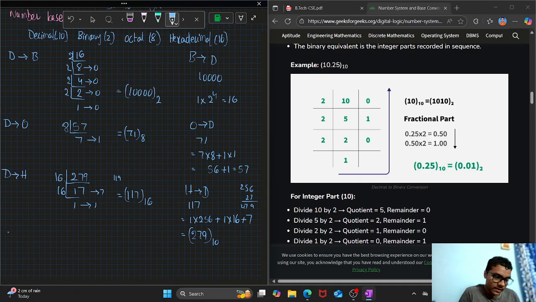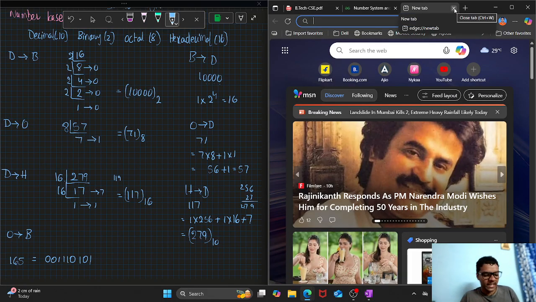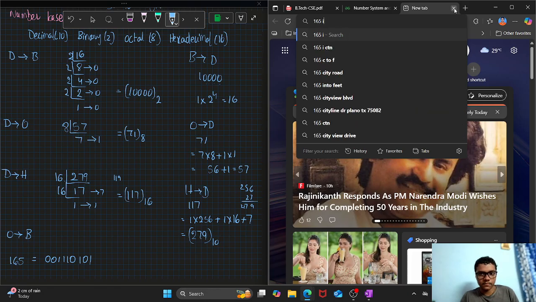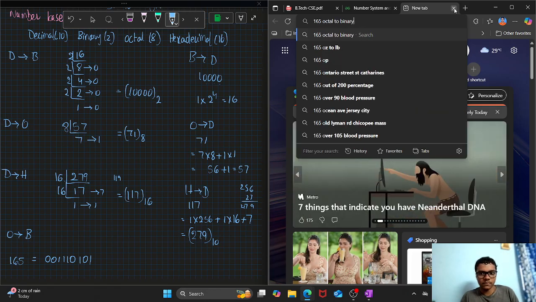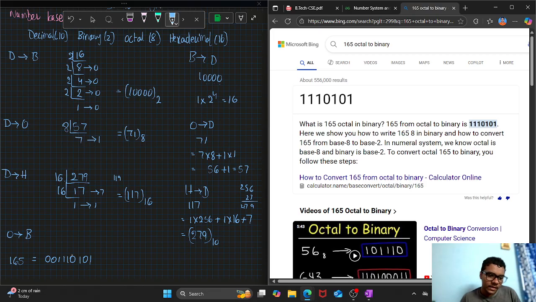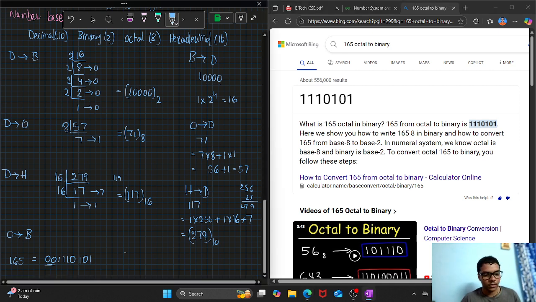Let's take another number, like octal to binary. We got to do this, right? 165. Let's say this. 1 is 001. 6 is 4 and 2, right? 110. 5 is 101. And this is how you convert it to binary. 165 octal to binary. Let's see this. Okay, 1110101. Exactly. You can discard the zeros on the leftmost. That is not an issue.